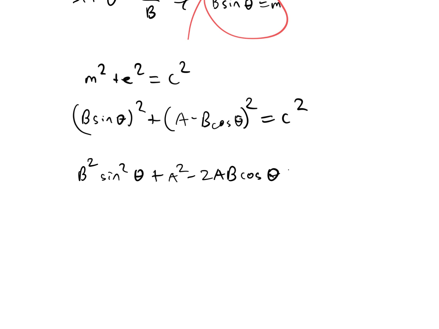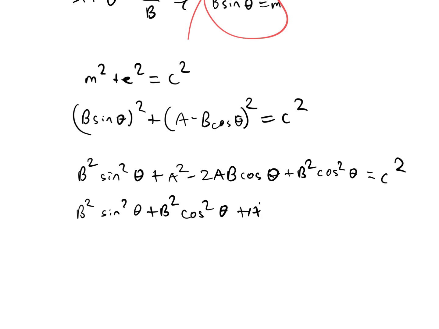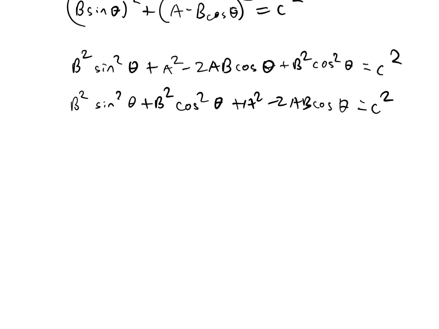So then we have a plus B squared cosine squared theta. That's equal to C squared. Now what we can do here is just write B squared sine squared of theta plus B squared cosine squared of theta plus A squared minus 2AB cosine of theta. And this is the law of cosines, or is it? Well, it actually is, but it's not simplified. Why? Well, you can factor out a B squared from this. But that doesn't really do anything, does it?